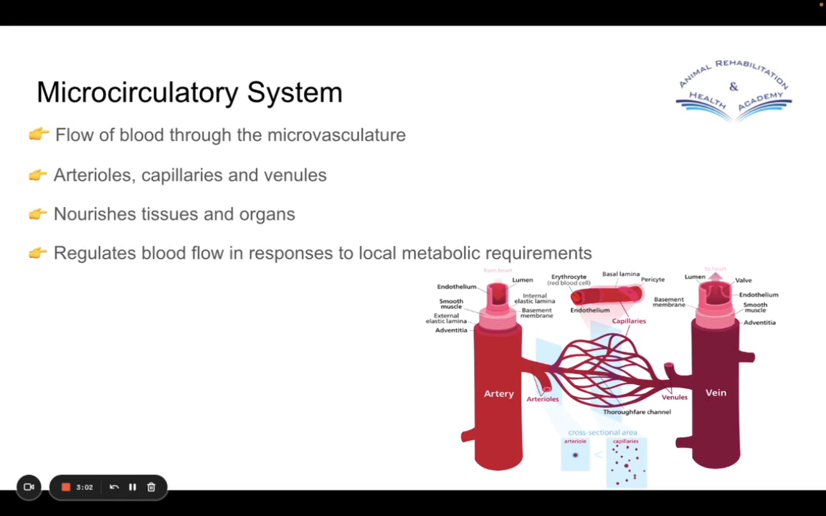Just one more thing to look at on this slide would be the endothelium here. So the endothelial lining, which is the lining of these vessels, that's where a lot of the action takes place.